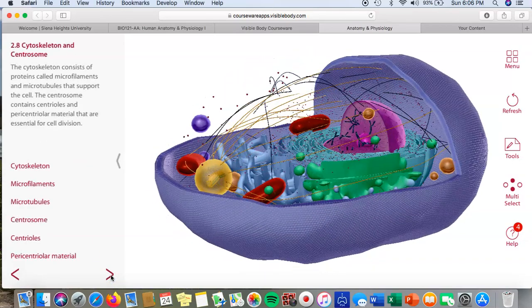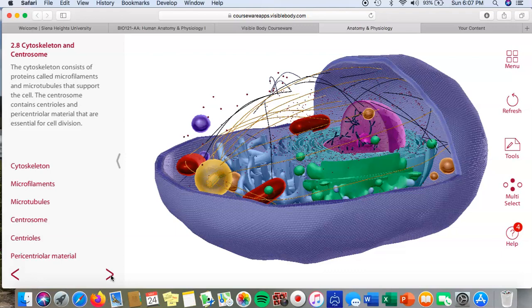Okay, the cytoskeleton, it's just like your skeleton. Just like your skeleton supports your body, the cytoskeleton supports the cell. It doesn't just support the cell structurally, it also plays a role in cell movement, cell reproduction, and the transport of materials within the cell. So the cytoskeleton is made up of 3 different types of filaments.